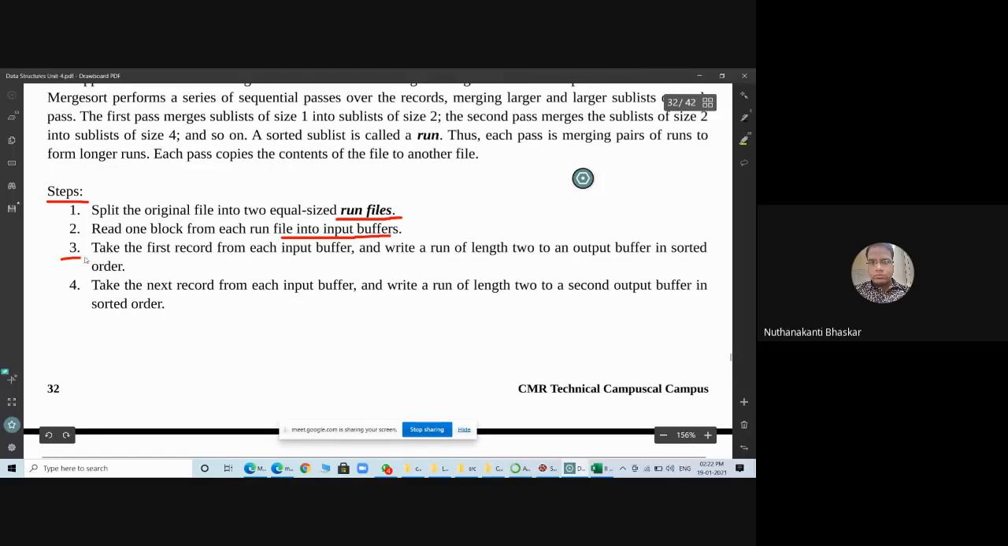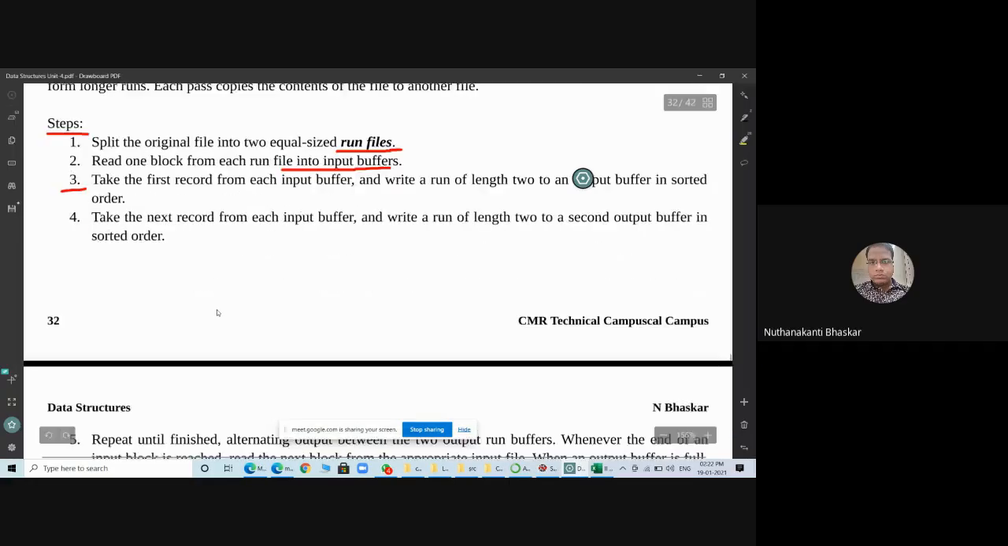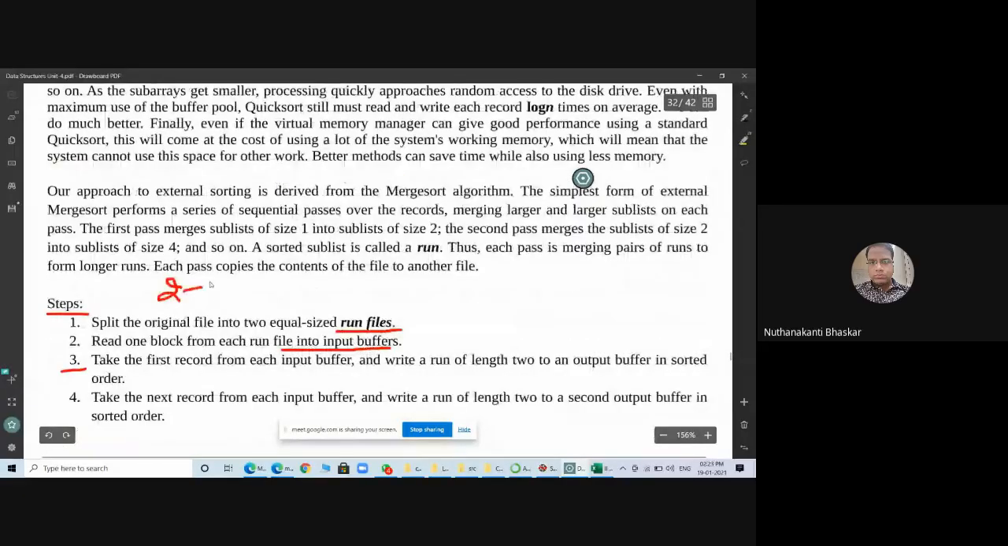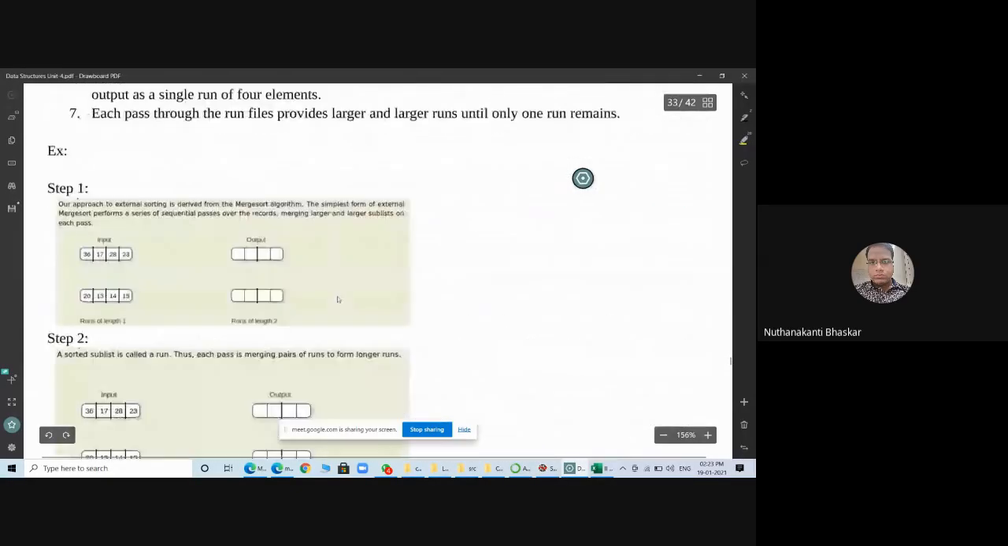The third step is to take the first record from each input buffer and write a run of the length to the output buffer in sorted order. The fourth step is to take the next record from each input buffer and write. Here it is the same thing; we need to perform all this process, and every time you need to select, and finally you will get the result. Here this is a two-way external sorting. I will show you with one example, then you can understand.